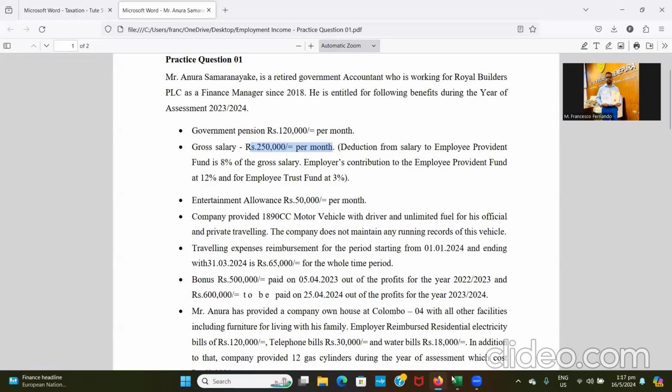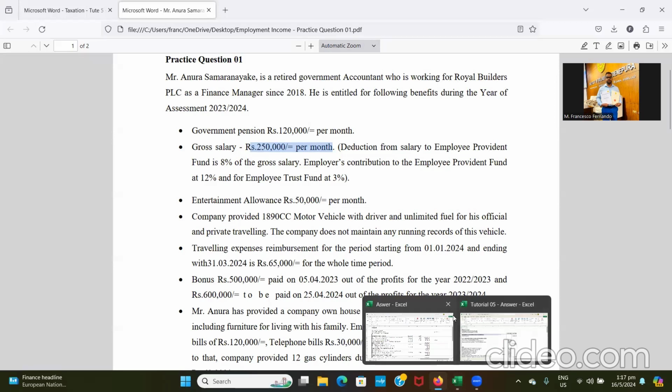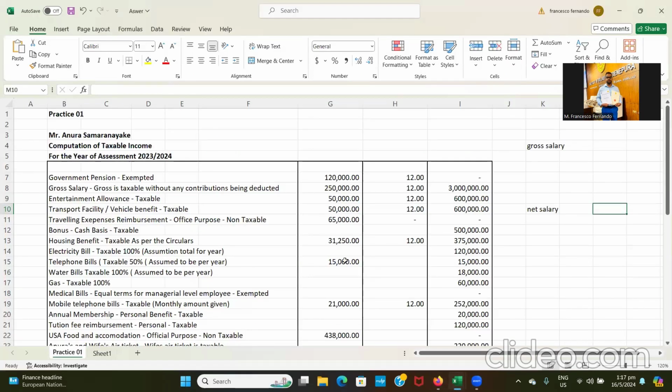Okay, so then let's directly move to the calculation now. Here, gross salary is taxable in full, right? Per month it is 250,000 and there are 12 months. So 250,000 into 12 is 3 million. So gross salary is taxable without any contribution being deducted.